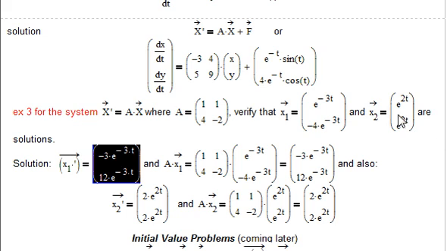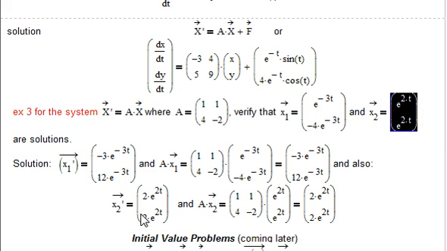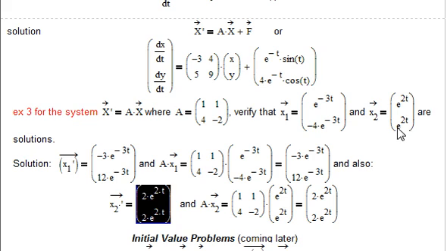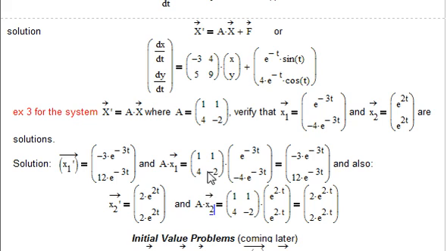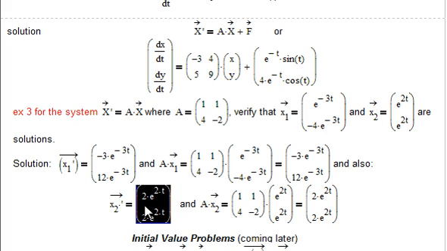And similarly, we did the same thing with x2. That's this one. Of course, x2 prime is just 2e to the t in both slots. And A times x2 would be the matrix 1, 1, 4, negative 2 times this vector, e to the 2t, e to the 2t. So it's e to the 2t plus e to the 2t, that's 2e to the 2t, and 4e to the 2t minus 2e to the 2t, so it's also 2e to the 2t. So A x2 is equal to x2 prime, and that shows that that's also a solution. That's probably enough for this video.